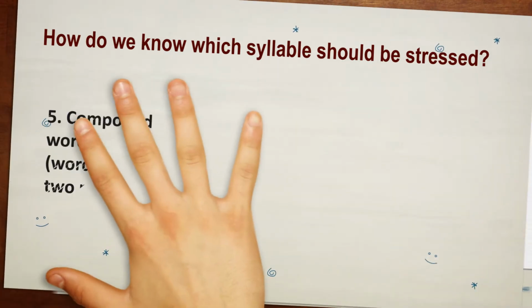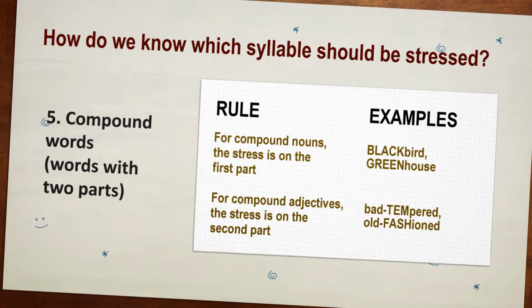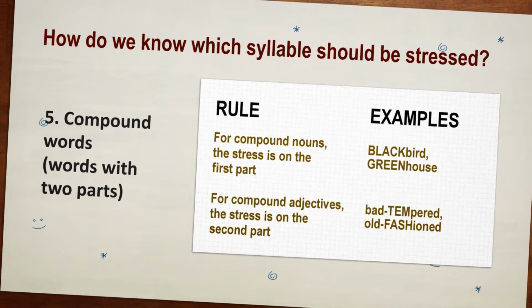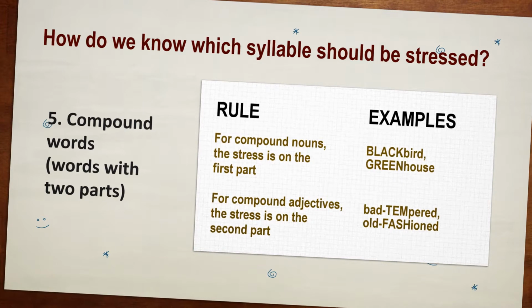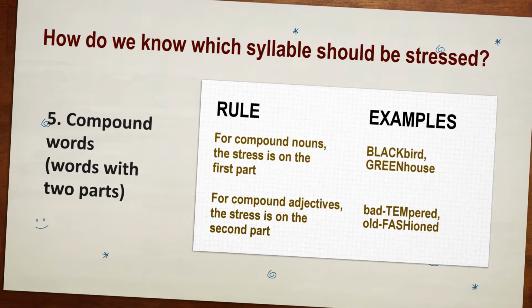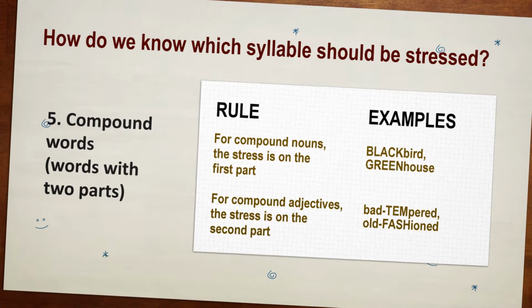For compound nouns, the stress is on the first part of the word. For instance, blackbird and greenhouse. For compound adjectives, the stress is on the second part of the word. For instance, bad-tempered and old-fashioned.